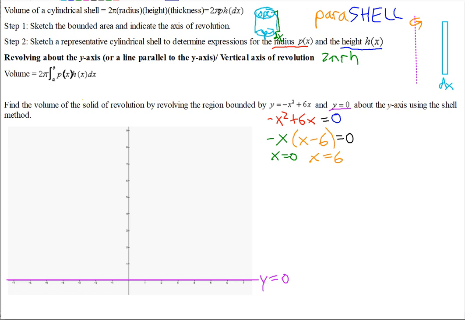There's y equals 0. And then we know it intersects at x equals 0 and x equals 6. Those are our two x-intercepts. And you can plug in some more points too if you want. We just need to see where the region starts and stops here.